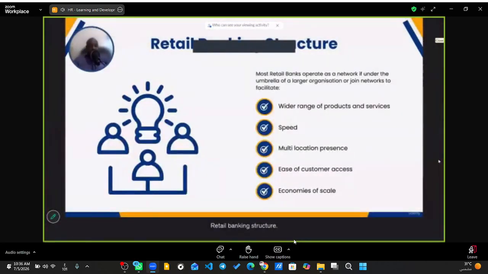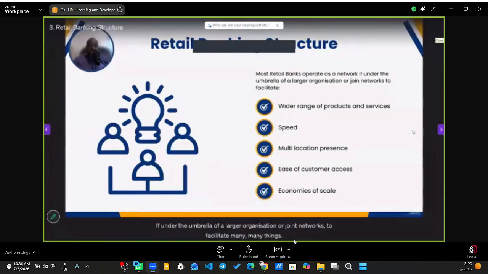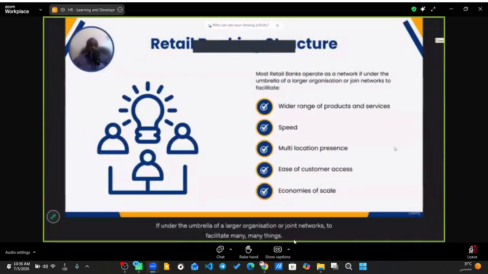Retail banking structure. Most retail banks operate as a network, if under the umbrella of a larger organization, or joint networks to facilitate many, many things. So they are standalone businesses in general, but where they fit into the wider financial services sector is that they deal with the individual. You'd have other types of services being provided, sometimes within the same organization, that are business focused or corporate focused. Usually they call them business banking or corporate banking.